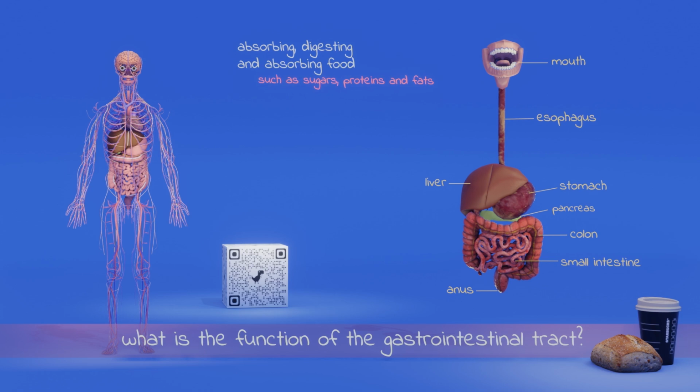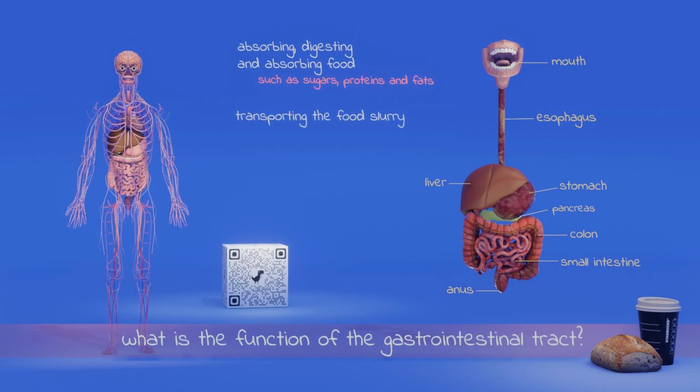The mouth is the starting point of digestion. Here, food is chewed and mixed with saliva. The food then enters the esophagus. This is a system of tubes that transports the food to the stomach. It then ends up in the stomach. Here the food is mixed with gastric juices for further digestion. It then enters the small intestine, which consists of the duodenum, the jejunum, and the ileum.